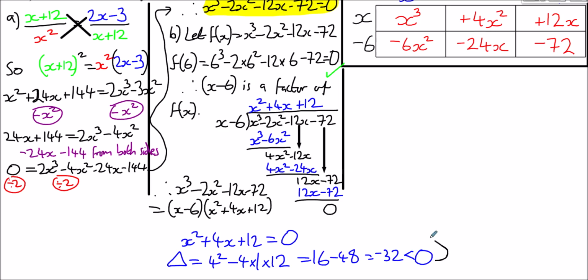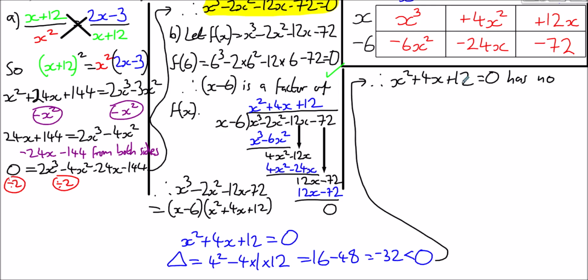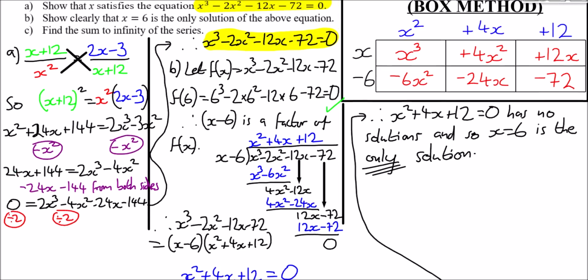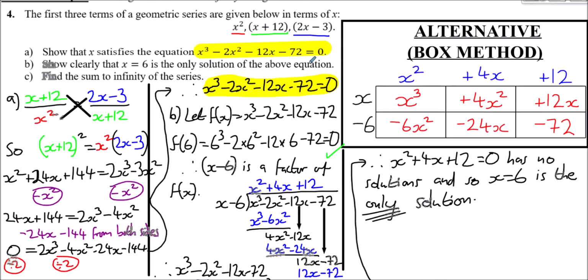So now I can say, therefore, x squared plus 4x plus 12 equals 0 has no solutions, and so x equals 6 is therefore the only solution, which is what we wanted to show. Okay, we want to show that x equals 6 is the only solution.